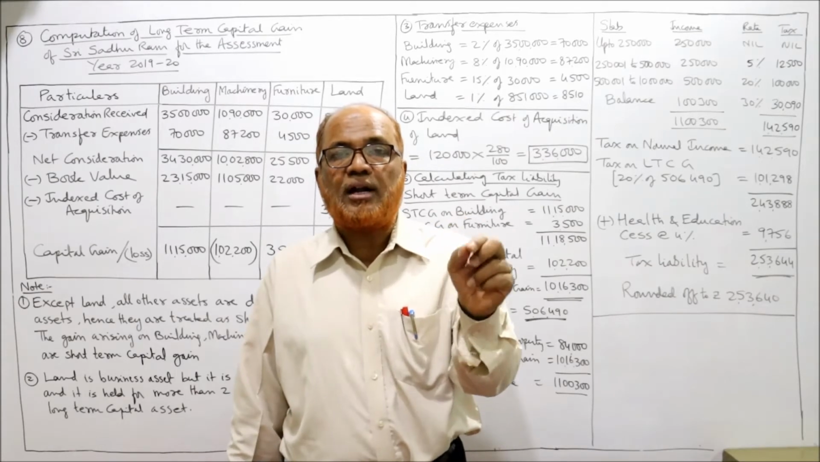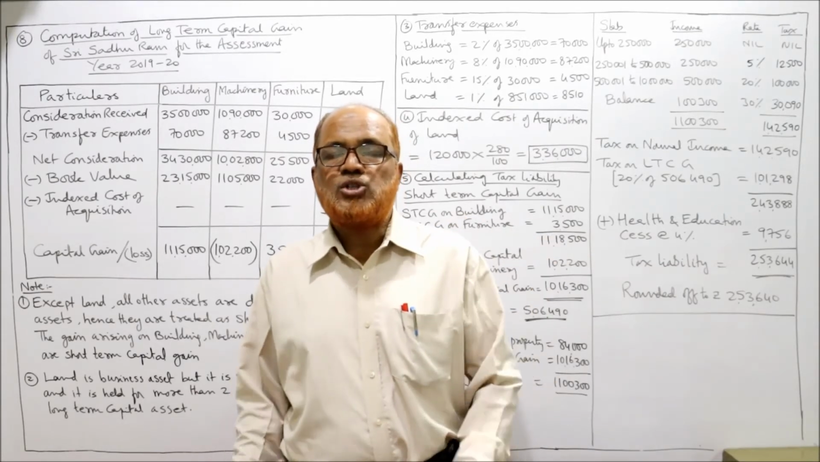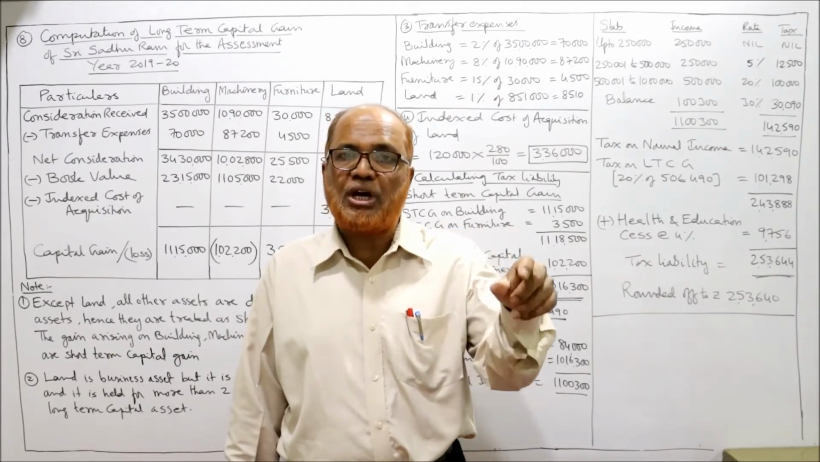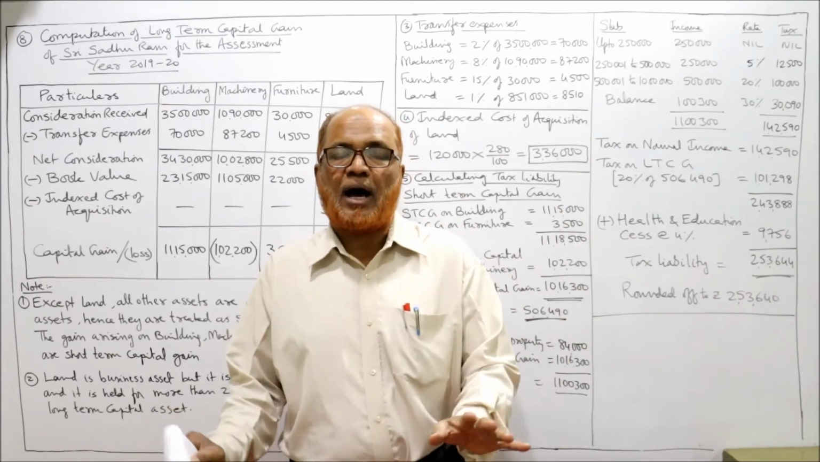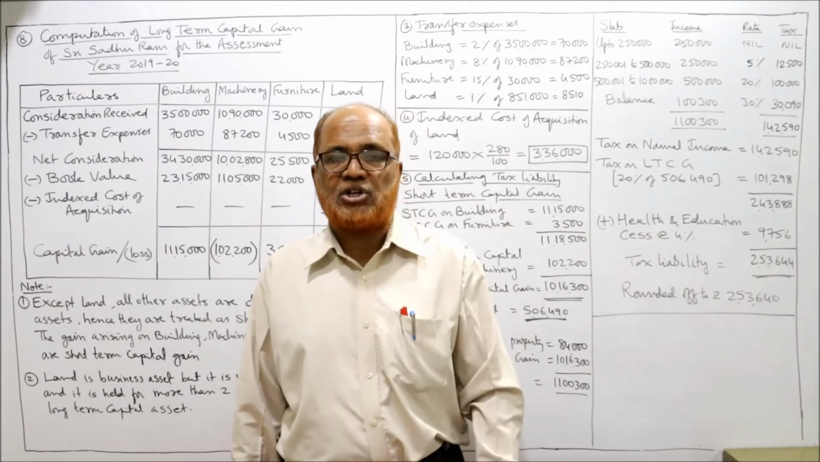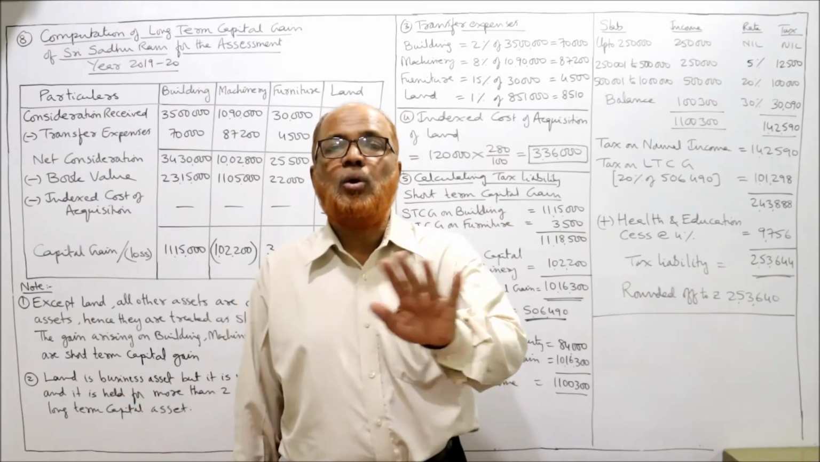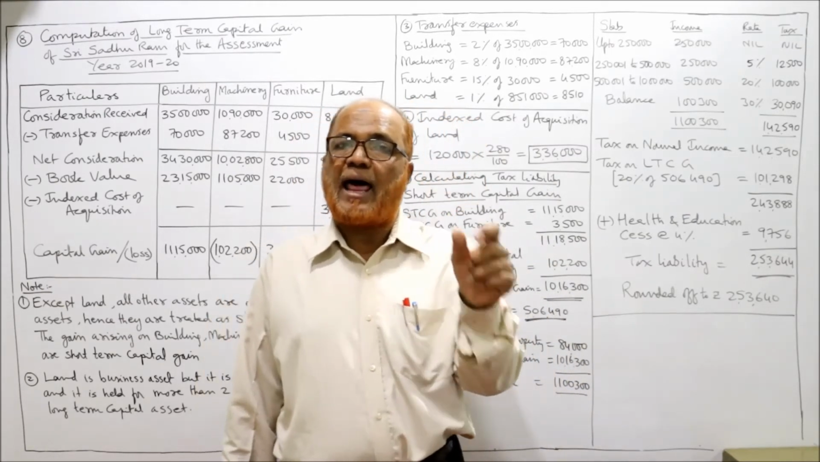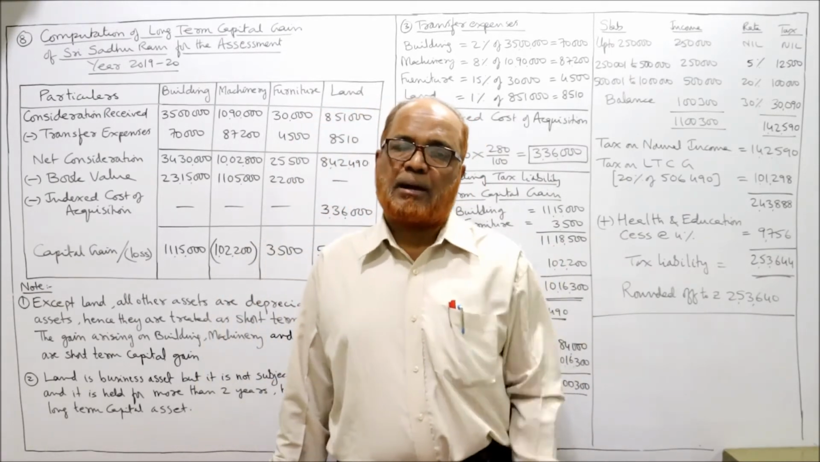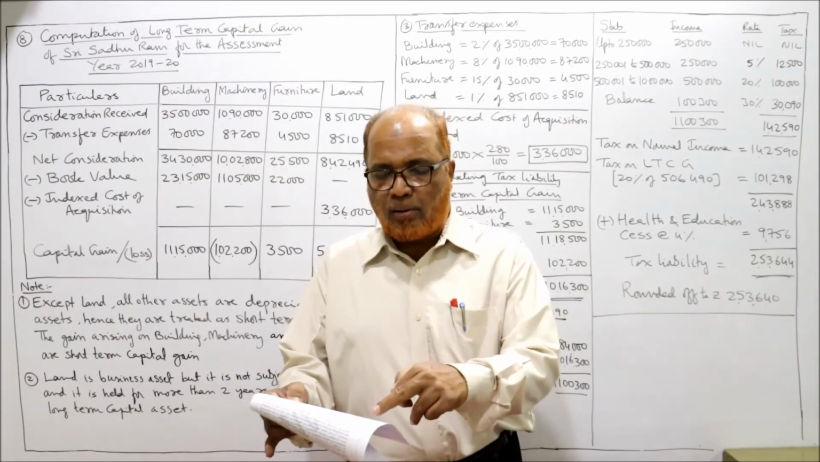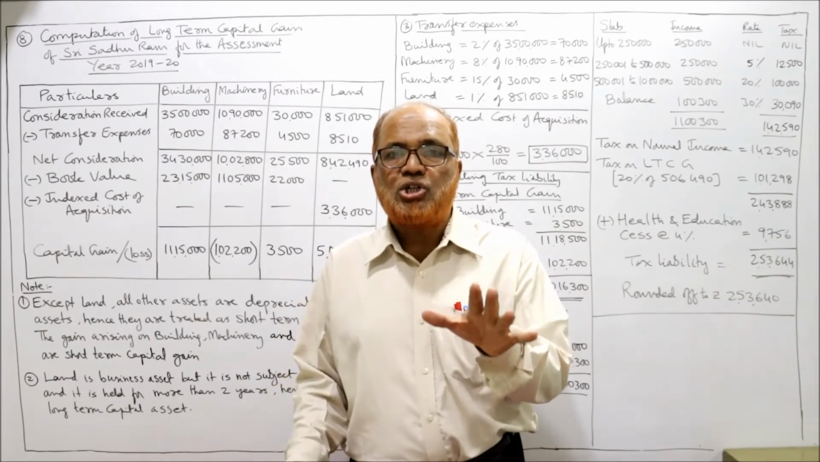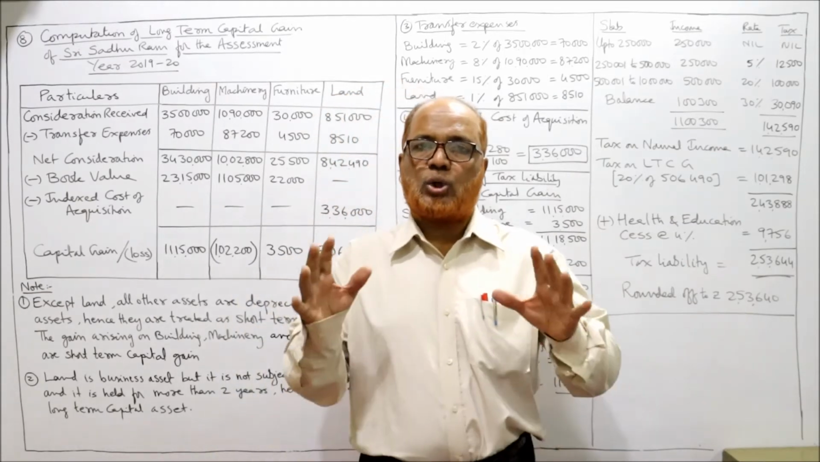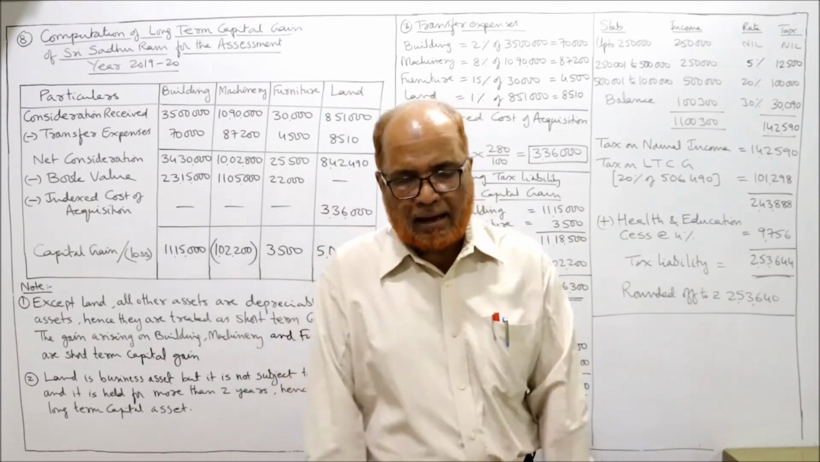Land is a non-depreciable asset. There is no depreciation on land. Never is there depreciation on land and building together, but only on land, no depreciation. So we can treat the gain arising on land as long-term capital gain, whereas gain arising on building, machinery and furniture are short-term capital gain. So in this problem we have to find out the total income and the tax liability.